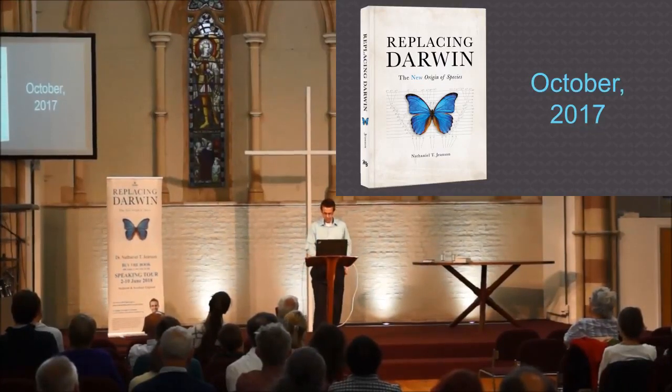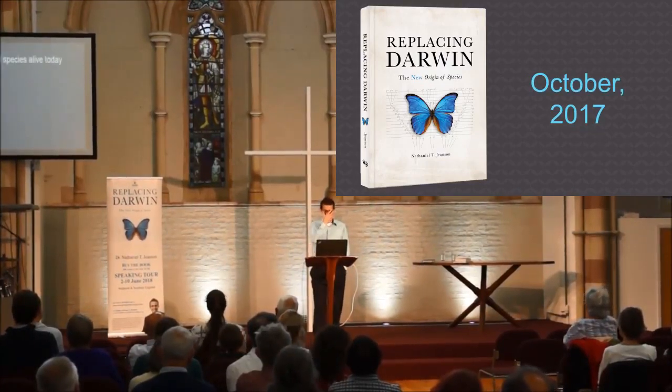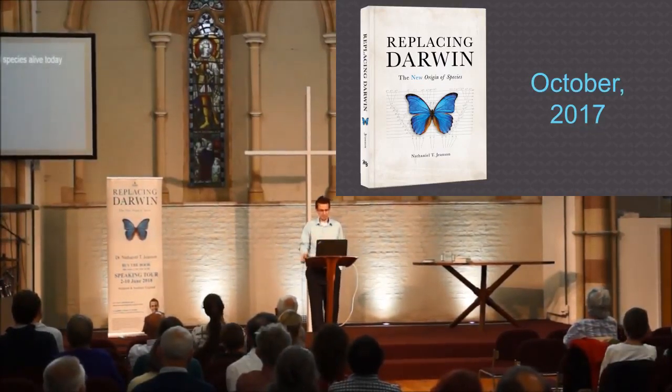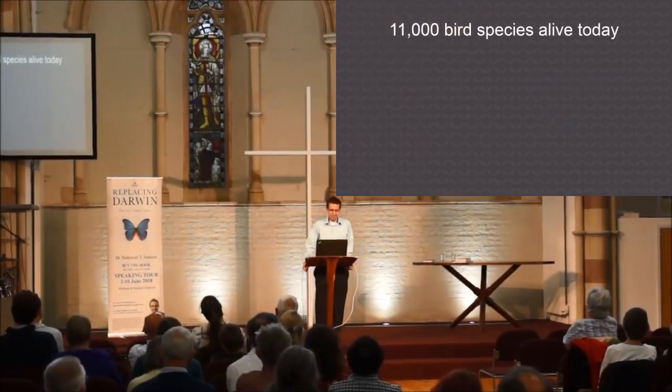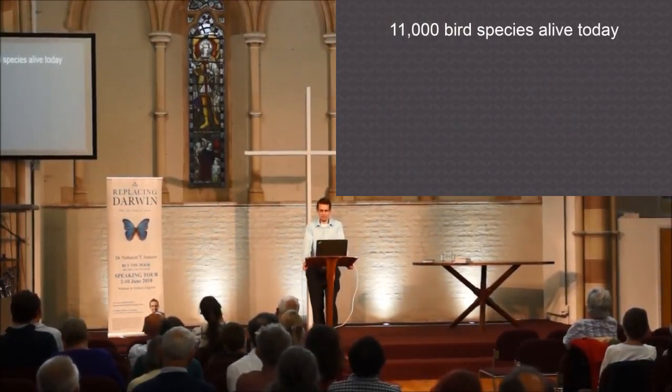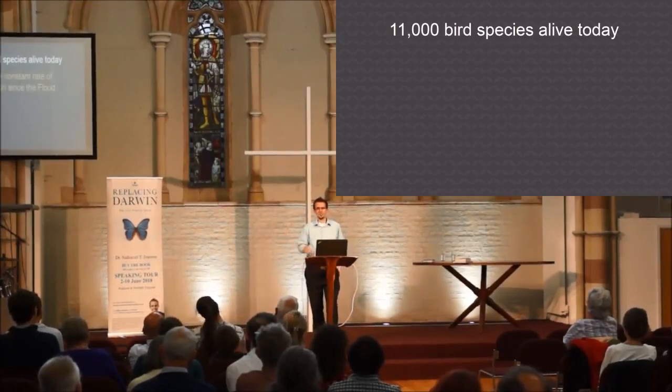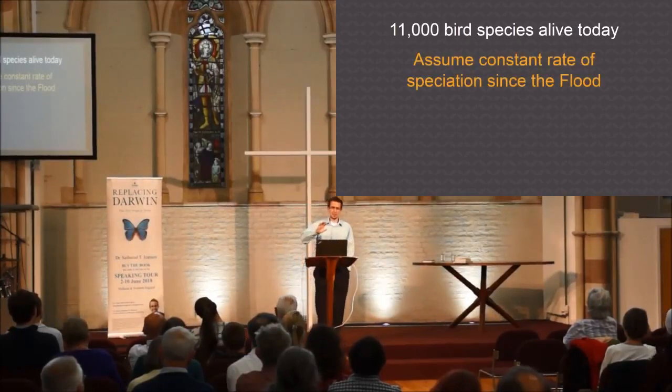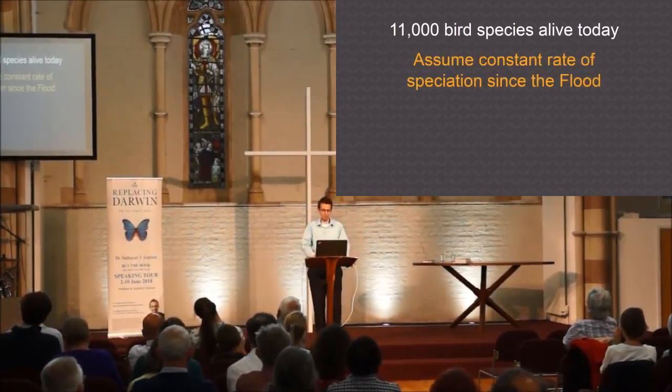So I'll give you a specific example, drawn from some of the data I discussed in Chapter 6, applied now to birds. So there's 11,000 living bird species today. For the sake of argument, let's assume within a creationist framework that they arose from a few hundred ancestors on board the ark, and at a constant rate, just to keep the math simple.